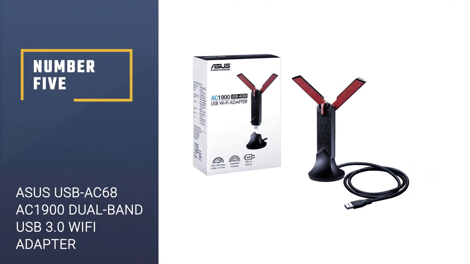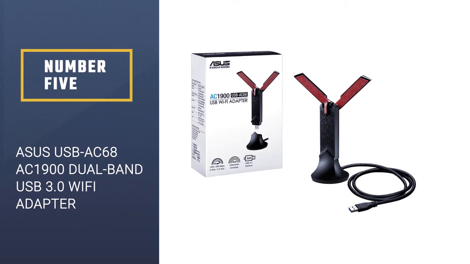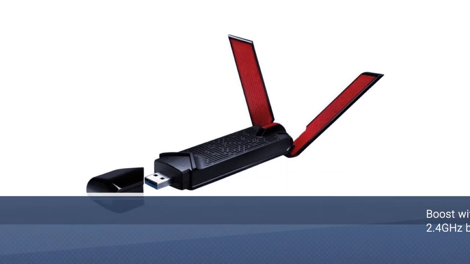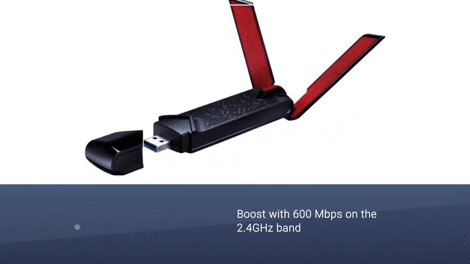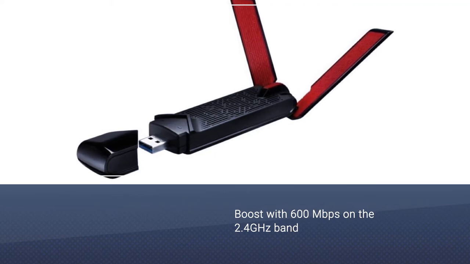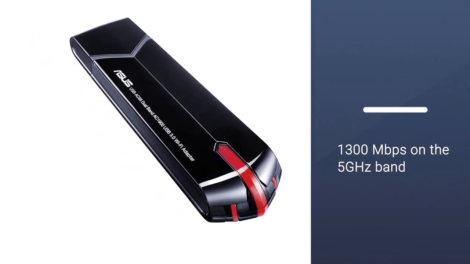Number 5. ASUS USB AC68 AC1900 Dual Band USB 3.0 Wi-Fi Adapter. The ASUS USB AC68 gives your PC a wireless boost with 600 megabits per second on the 2.4 GHz band and an amazing 1300 megabits per second on the 5 GHz band utilizing a robust 3x4 MIMO antenna design.